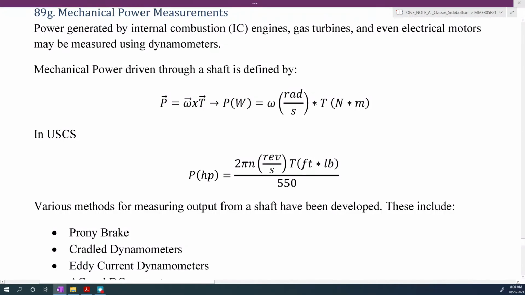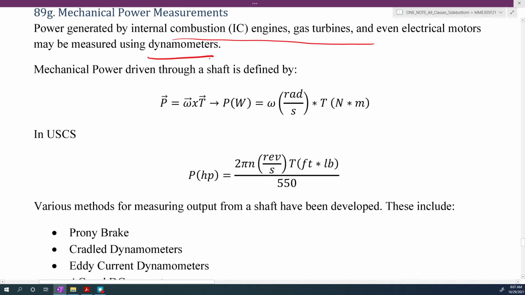So in this video, we're going to briefly discuss mechanical power measurements. Mechanical power measurements basically are used to measure the power generated by internal combustion engines, gas turbines, and electrical motors. Typically, the instruments that measure mechanical power are called dynamometers.